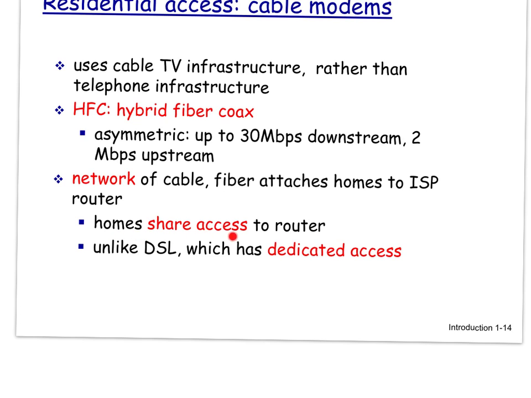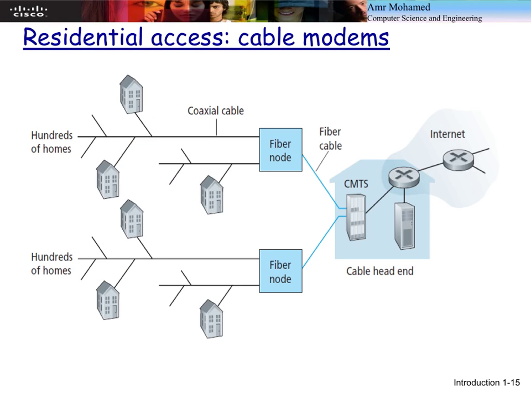That's because homes share access to the router, whereas in DSL it's dedicated access. So DSL is more deterministic in terms of data rates. When we tell you 1 megabit per second, you actually get close to 1 megabit per second. When you get a service of 10 megabits per second downstream, you will get pretty much close to that. Okay? Any questions? So that's how the architecture looks.